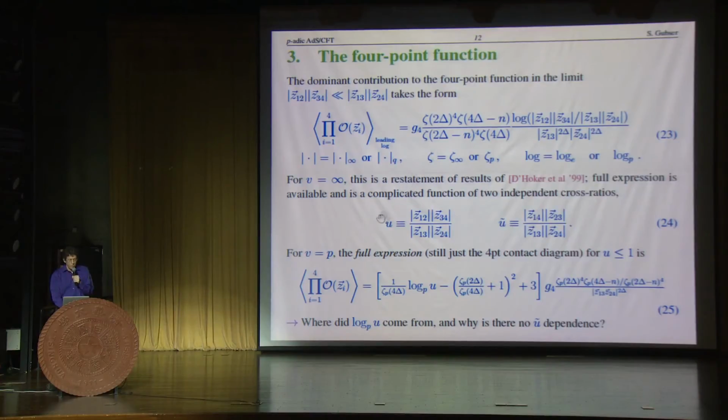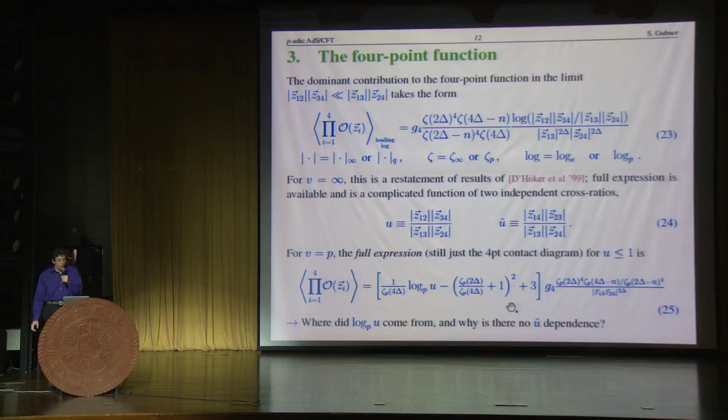Now, what's more remarkable, perhaps, than that continuation from the reals to the p-adics is that the full expression for the p-adics, the full 4-point function, at least the full 4-point function that comes from a contact diagram, is very simple. This logarithmic behavior that I wrote in equation 23 is here, and it's corrected only by a couple of small finite terms inside square brackets.